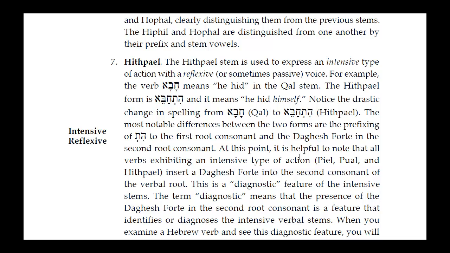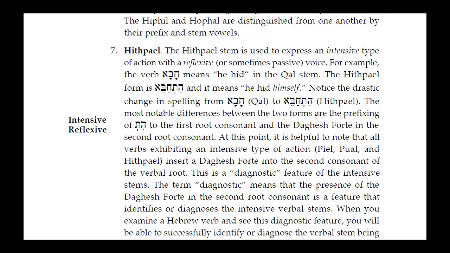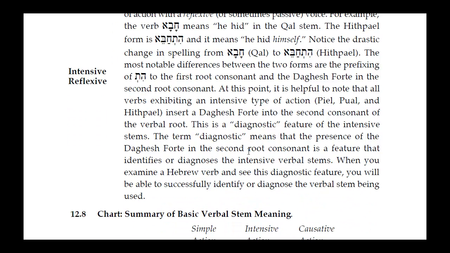Like I said here, at this point, it's helpful to note that all verbs exhibiting an intensive type of action, like the piel, the pual, and the hitpael, insert a dagesh forte into the second consonantal root. Now, this is a diagnostic feature of the intensive stems. That's very important to note. The term diagnostic means that the presence of a dagesh forte in the second root consonant is a feature that identifies or diagnoses the intensive verbal stems. So when we examine a Hebrew verb and see this diagnostic feature, we will be able to successfully identify the verbal stem being used here.